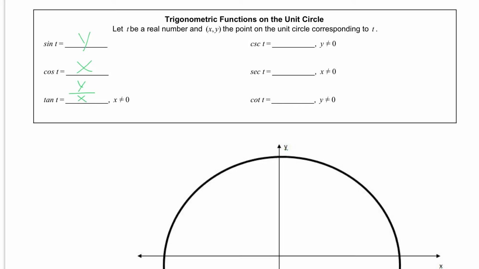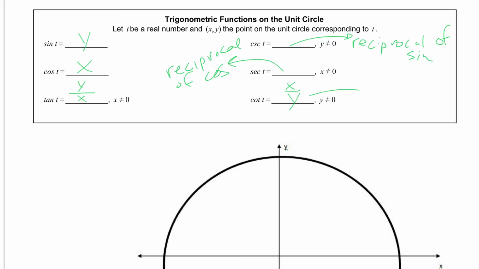When we look at the reciprocal functions, the cosecant is the reciprocal of the sine. So we're just going to think of cosecant of t as the reciprocal of the sine. And we're going to think of secant as the reciprocal of the cosine. And then cotangent you can think of two ways. You can either look at it as the reciprocal of tangent, so it would be x over y, or you can just remember that it is the reciprocal of the tangent.